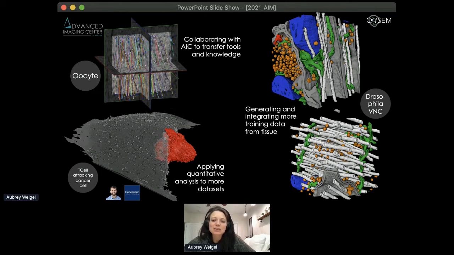So for instance, how much training data is needed for a new data set, how much proofreading is required, and how generalizable are analysis methods in new data sets. So we're branching out more to help answer some of these important questions. We're collaborating with the AIC, who has their own FIB-SEM and CryoCLEM system now, transferring tools and knowledge. We're continuing to generate and integrate more training data from a variety of data sets, a majority of which includes tissue. And we're also applying our analysis methods to help quantitate segmentations from outside groups. Because let's be honest, even if you have the segmentations in hand, that really is only the beginning of the work that needs to be done.